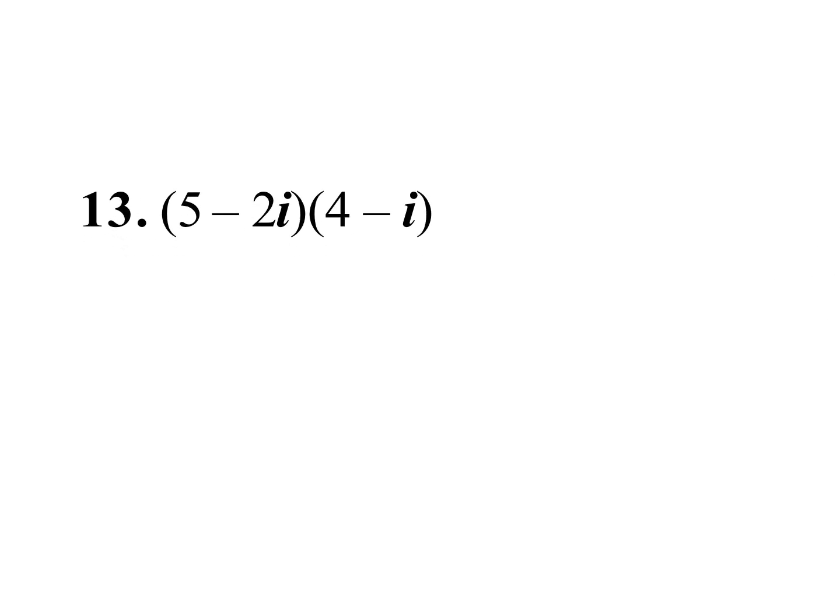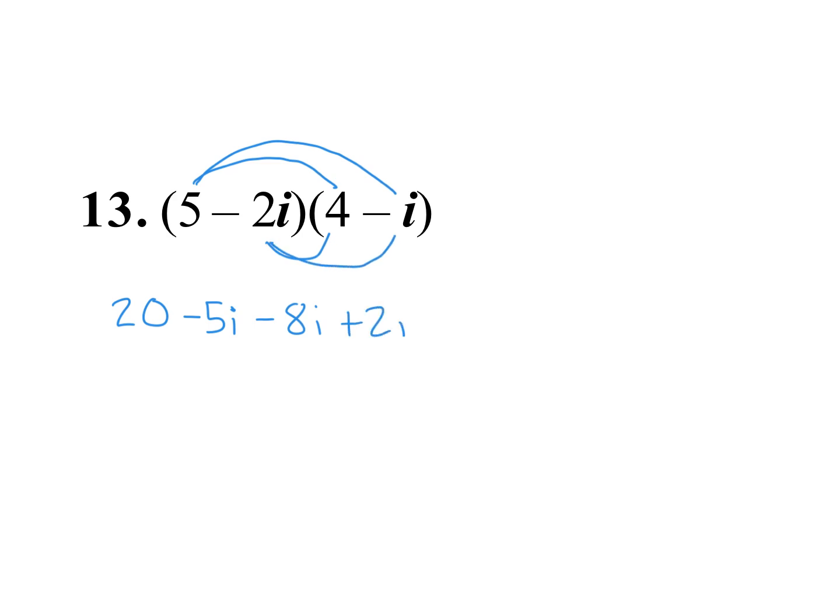All right, another foiling problem. 5 times 4 is 20. 5 times negative i is negative 5i. Inside makes negative 8i, and the last terms make plus 2i squared. All right, this middle part makes negative 13i.